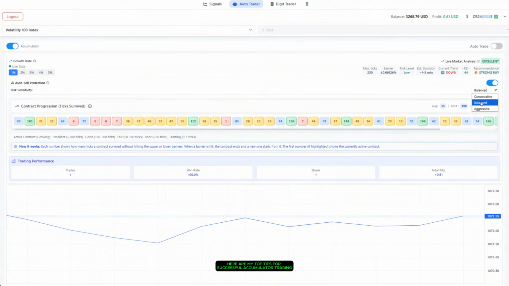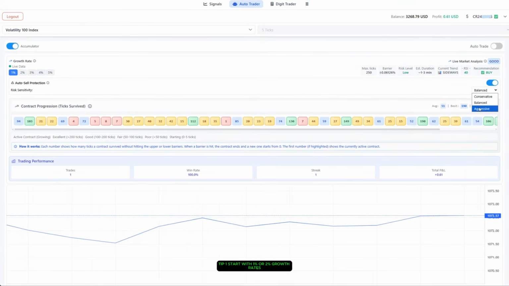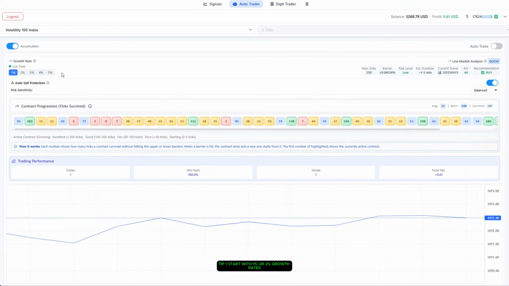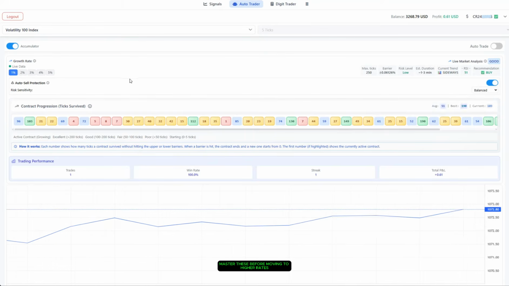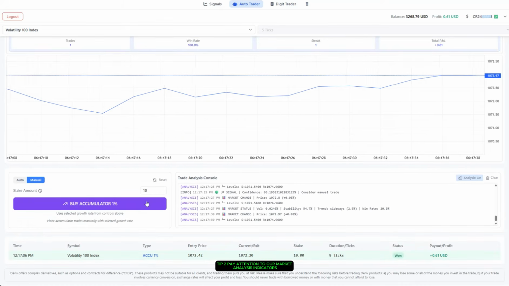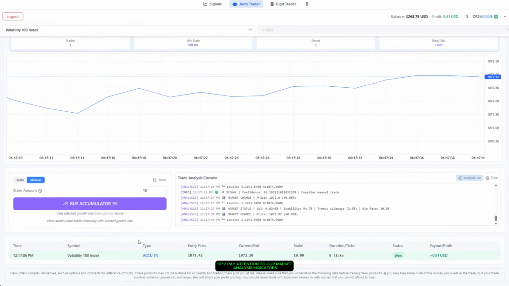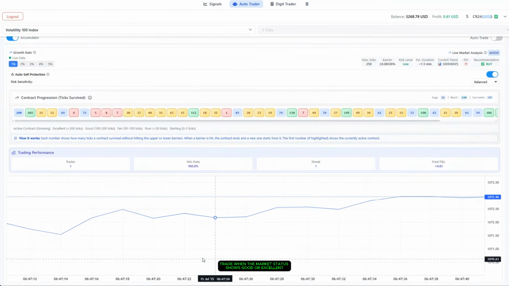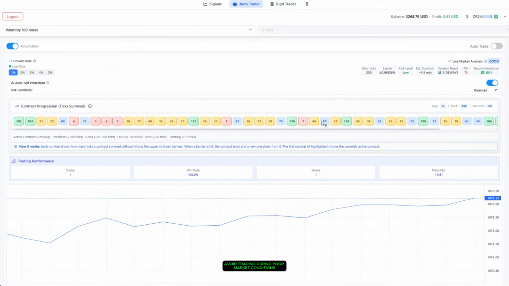Here are my top tips for successful accumulator trading. Tip 1. Start with 1% or 2% growth rates. Master these before moving to higher rates. Consistency beats big risk every time. Tip 2. Pay attention to our market analysis indicators. Trade when the market status shows good or excellent. Avoid trading during poor market conditions.